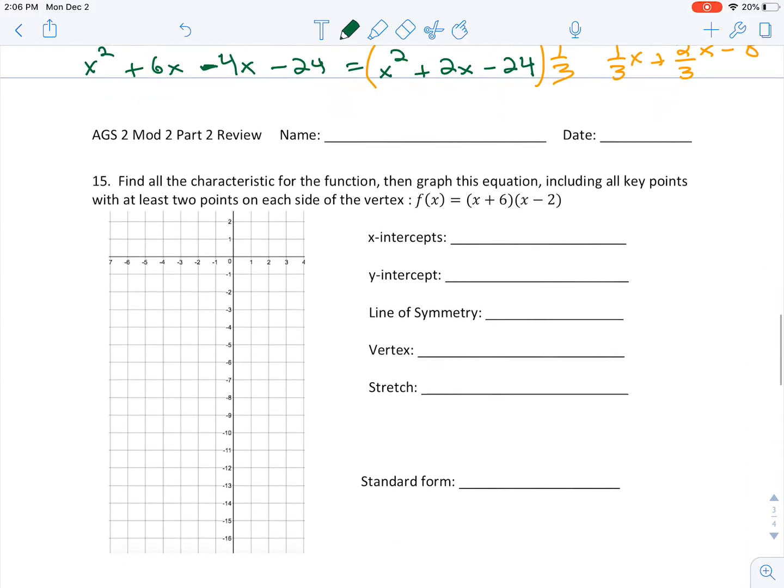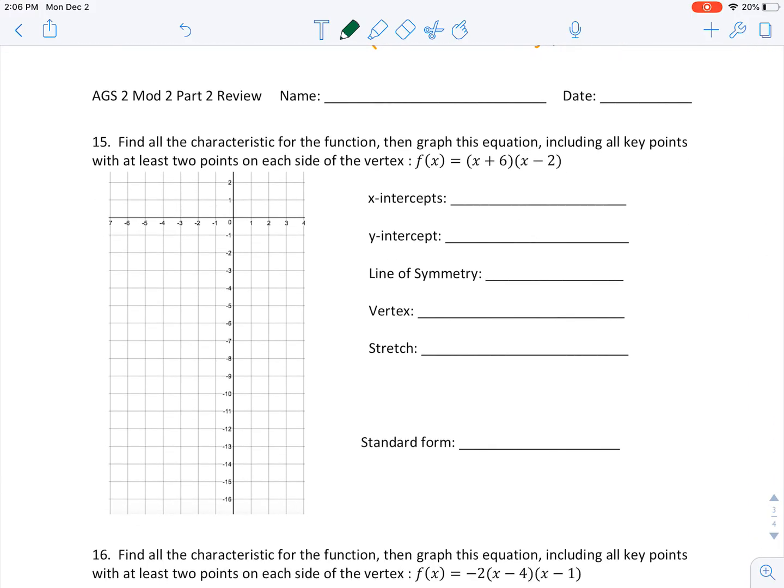Number 15, find characteristics of the function, graph it, include the key points, 2 points on each side of the vertex. Here we go. X-intercepts are what? What would make that 0? And again, pause it if you want to try this on your own. Well, it would be negative 6 and 2.